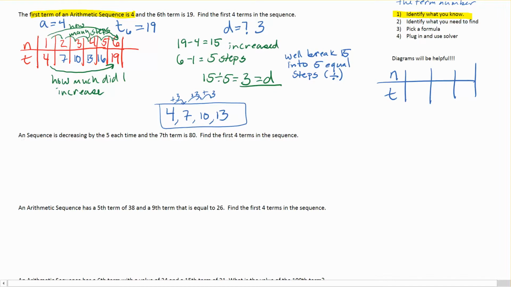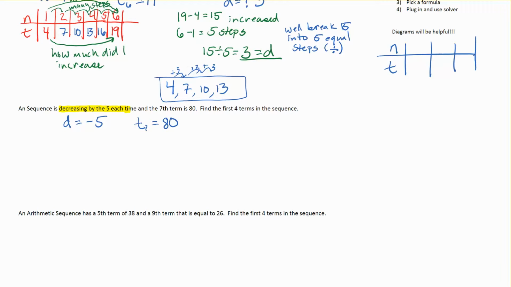The next one: a sequence is decreasing by 5 each time. So let's identify what we know. Decreasing by 5 each time. What does that mean? Well, decreasing by 5 each time means that my step, basically my D, is equal to -5. Negative because it's going down, it's decreasing. And the 7th term is 80. So that's again T, the 7th one has a value of 80. And they want me to find the first 4 terms in the sequence.